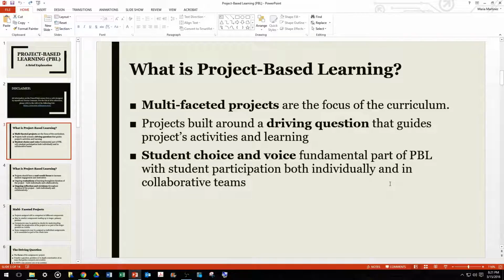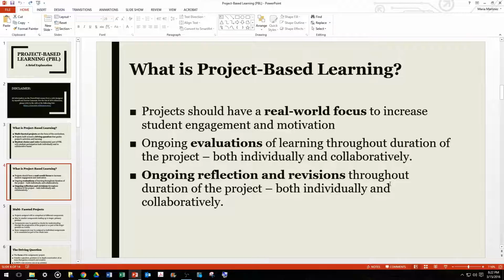What we're going to do is talk about some of the different parts of project-based learning, and then we're going to break this up into the individual parts and talk about them. So project-based learning is comprised of multifaceted projects. It's built around a driving question. Project-based learning contains student choice and voice. It has a real-world focus, has ongoing evaluations, as well as ongoing reflection and revisions.